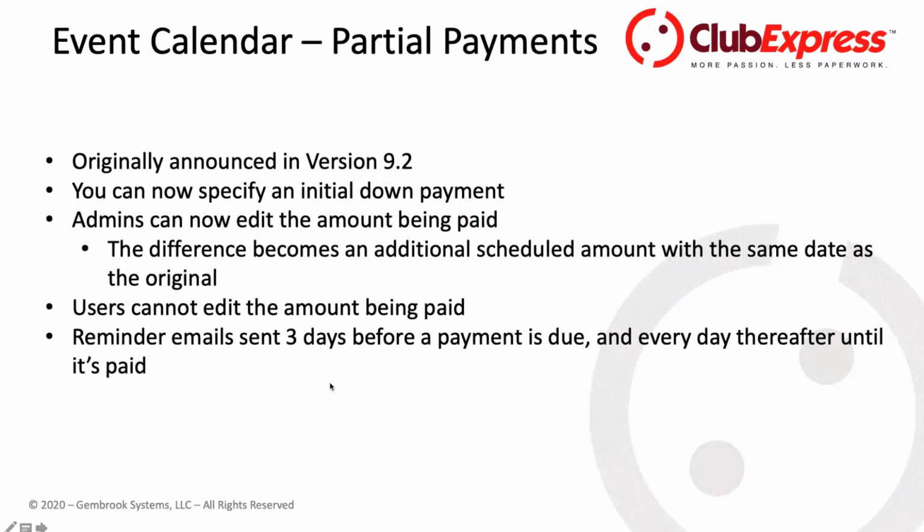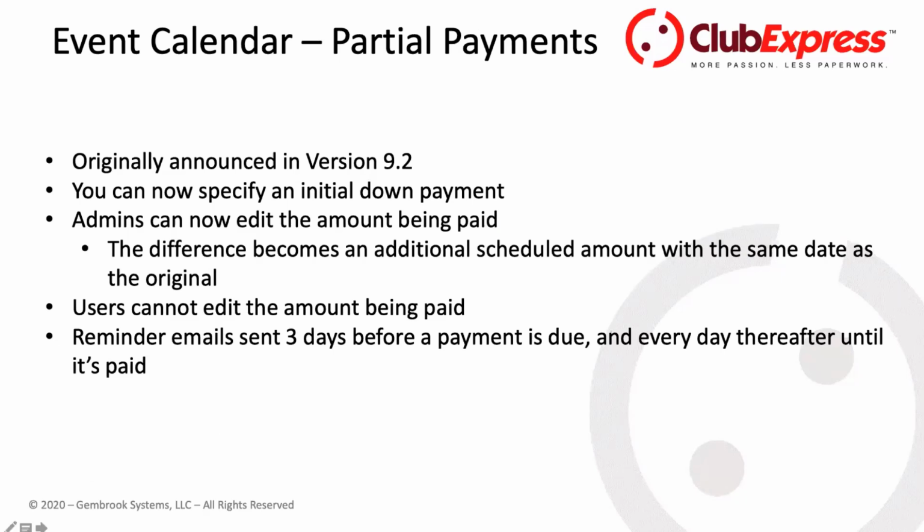The third thing that we've enhanced or changed is partial payments. We originally announced this in version 9.2, but we've made a couple of further enhancements to it. You can now specify an initial down payment for the event so that when people register, you can say that as part of this registration, you need to pay, let's say it's a ski trip, you need to pay $250 right now. And that indicates your interest in the event.